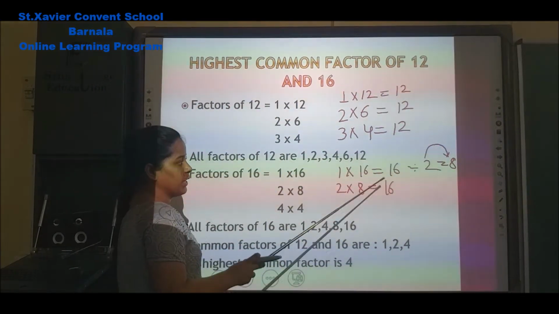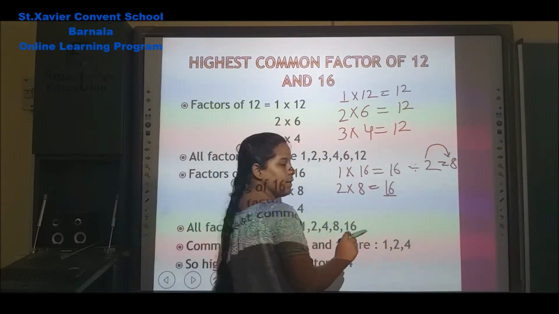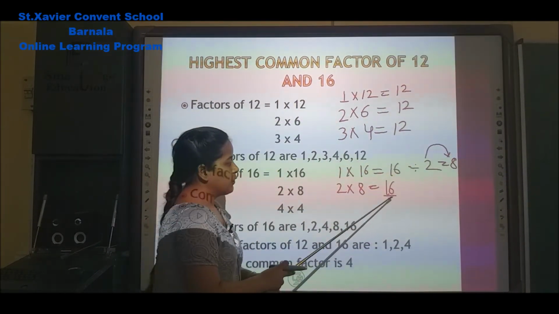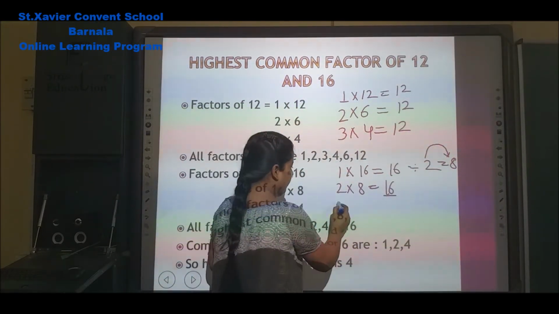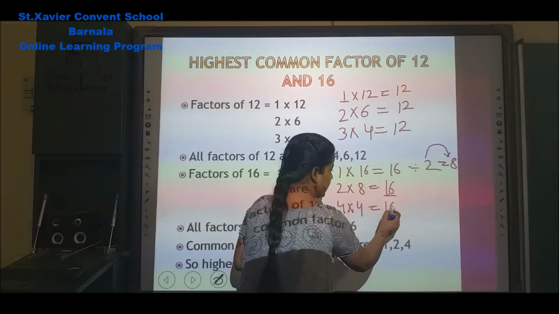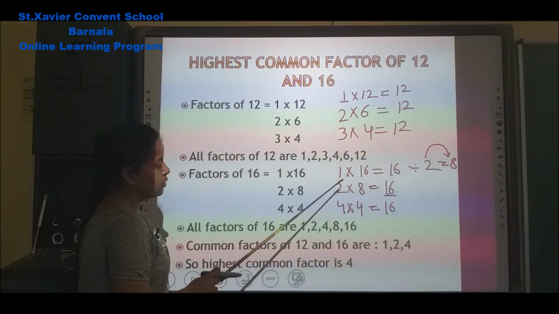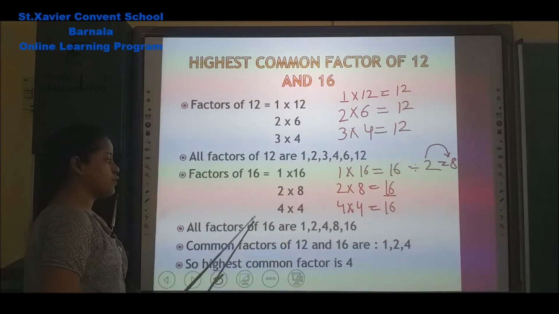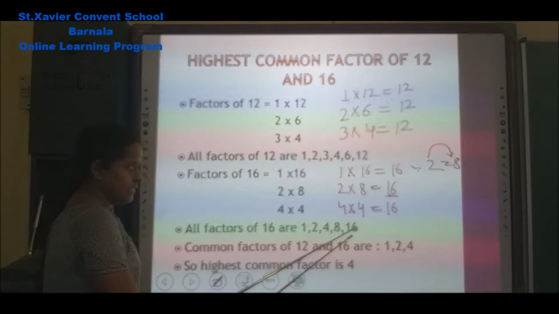Next is 3. As we know that 16 is not divisible by 3, we skip it. Next we divide 16 by 4, and we get the result 4. So 4 multiplied by 4 is equal to 16. So these are the pairs: 1, 2, 4, 8, 16. So all the factors of 16 are 1, 2, 4, 8 and 16.